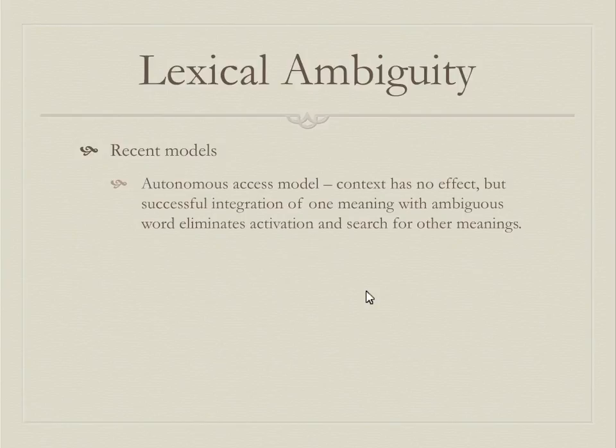Okay. The last little model I think we're getting to here is the autonomous access model. So the autonomous access model is that context has no effect, which seems a little silly given what we've read already, but the integration of the word we're trying to process, that ambiguous word, with the previous word meaning basically just totally kills activation for everything else. So the fact that context isn't changing the activation of this word, but it's changing the properties of what could be activated. And I don't know.